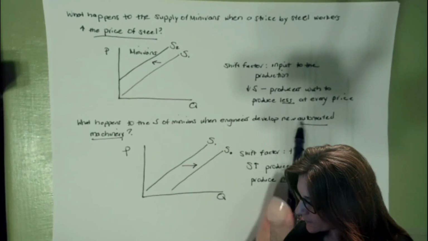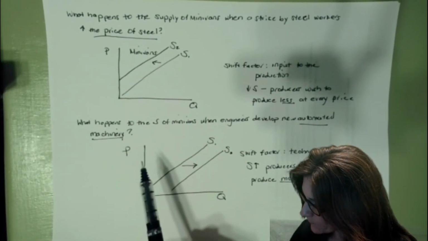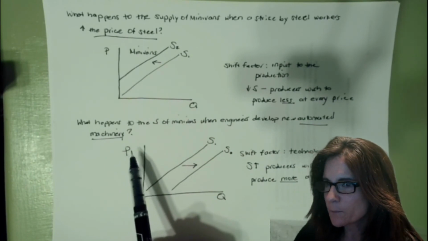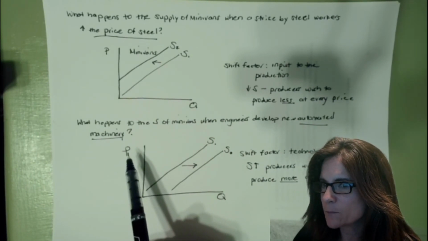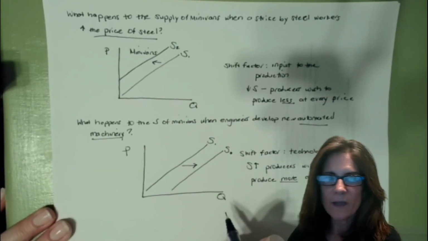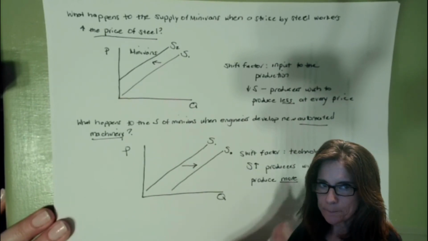But in this case, this development is new. It's done. It's undertaken by firms because engineers develop a new automated machinery, which we assume makes things better off, and therefore that supply would shift rightward, or that it would increase.